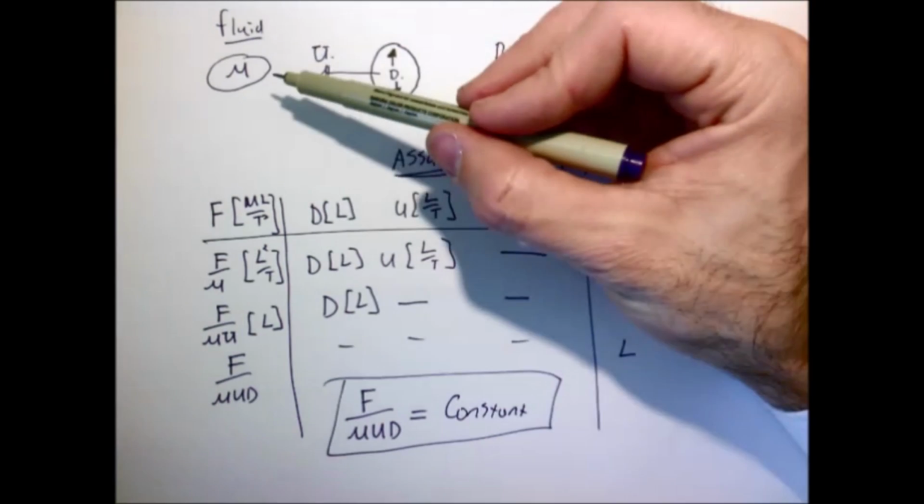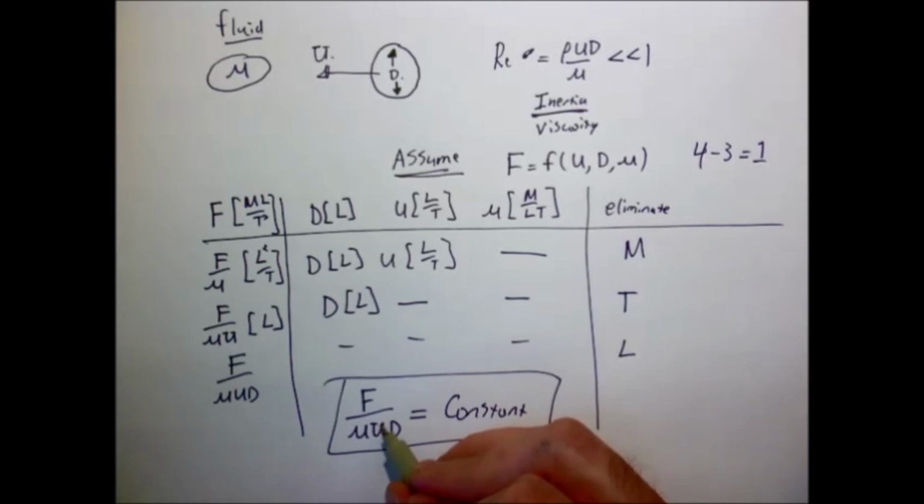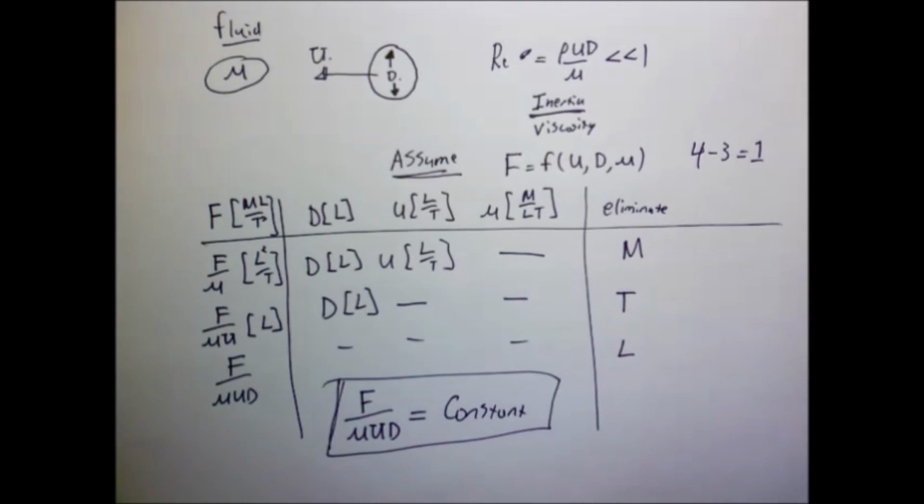So the result is if the fluid's density doesn't matter in setting the drag force, then the parameter force divided by mu, viscosity, u, velocity, times d, has to be a constant. Cool. Let's save that result and we'll come right back to it.